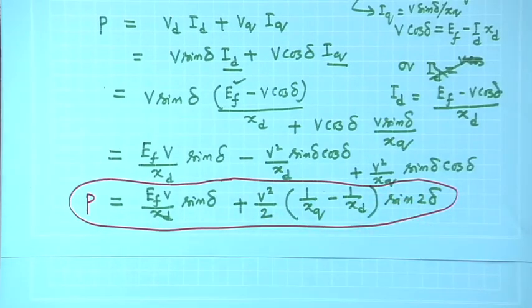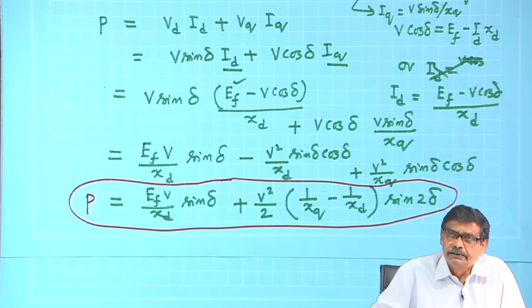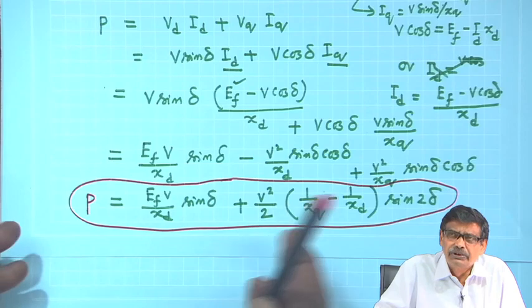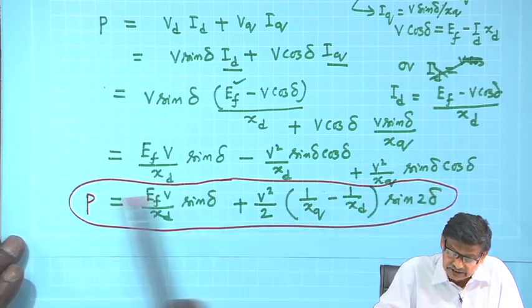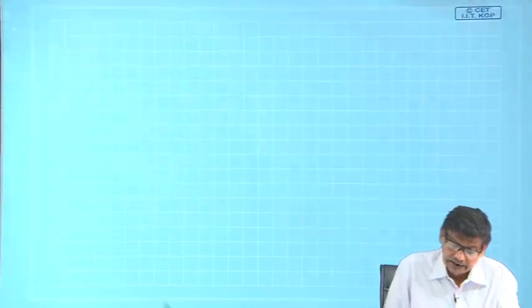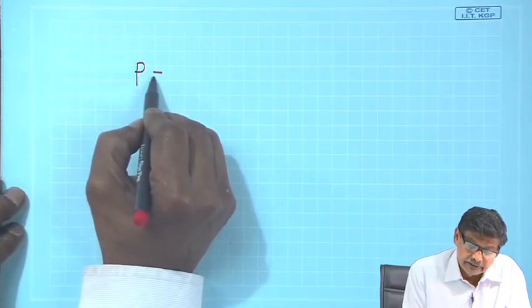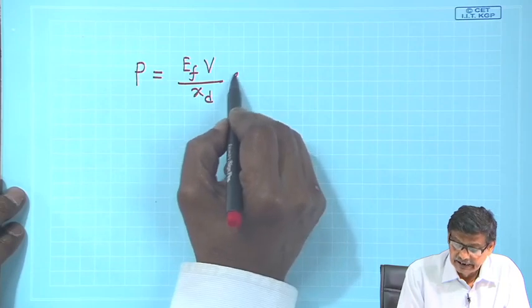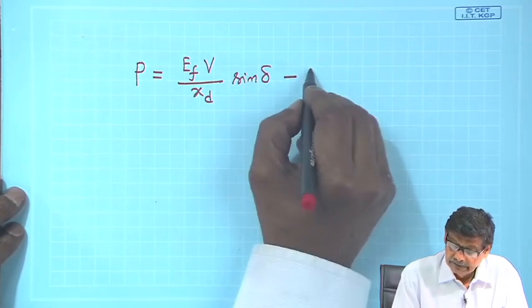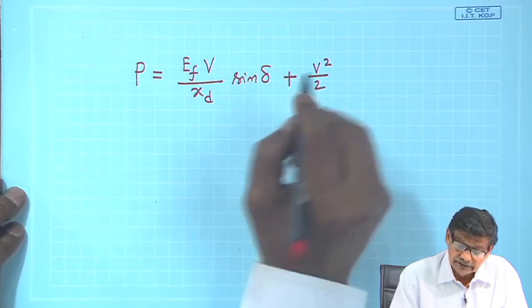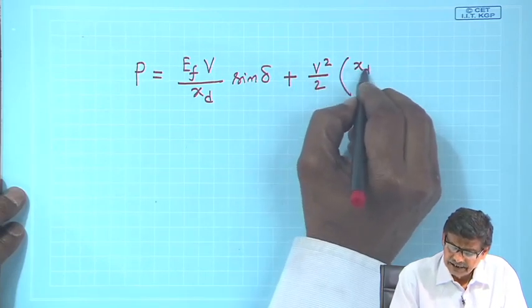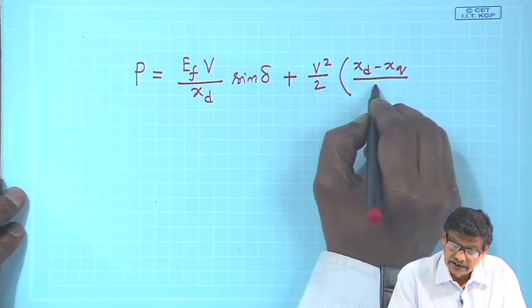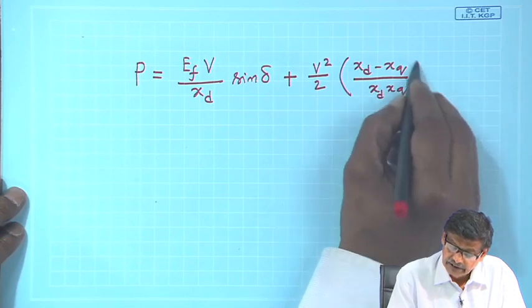If I wish, I can also calculate how much reactive power it is delivering by calculating this. Put the value of Vq, Id, and you can get the expression for Q, which I am not doing because I will concentrate on this. It tells you many things. Recall that. So we have got the power as EfV by xd sin delta, minus V square, not minus, plus. This can be written also in this form, (xd minus xq) by xq xd, into sin 2 delta.